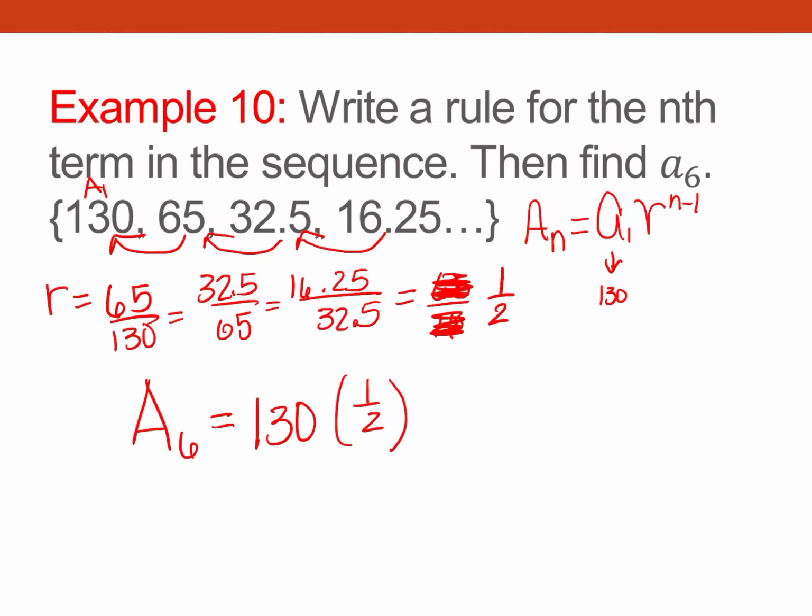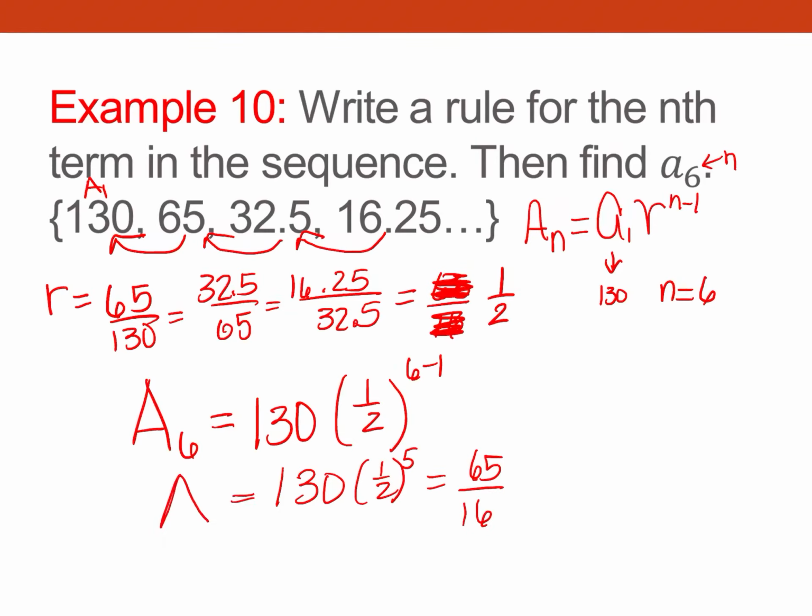And since we're doing n minus 1 and n is 6, this is your n value. We'll do 6 minus 1. So we're going to have 130 times 1/2 to the 5th. So this is where you get that answer that I was wanting to write down a while ago. So our sixth term is equal to 65 over 16.